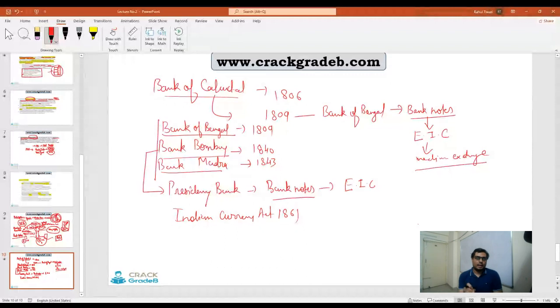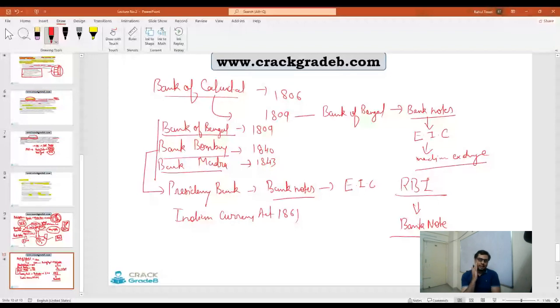And if any note which is issued by any bank but accepted by the government of India as a currency, then it becomes what? Currency. So what RBI is issuing these days, that is what? Banknote, which is accepted by the government of India as a currency.